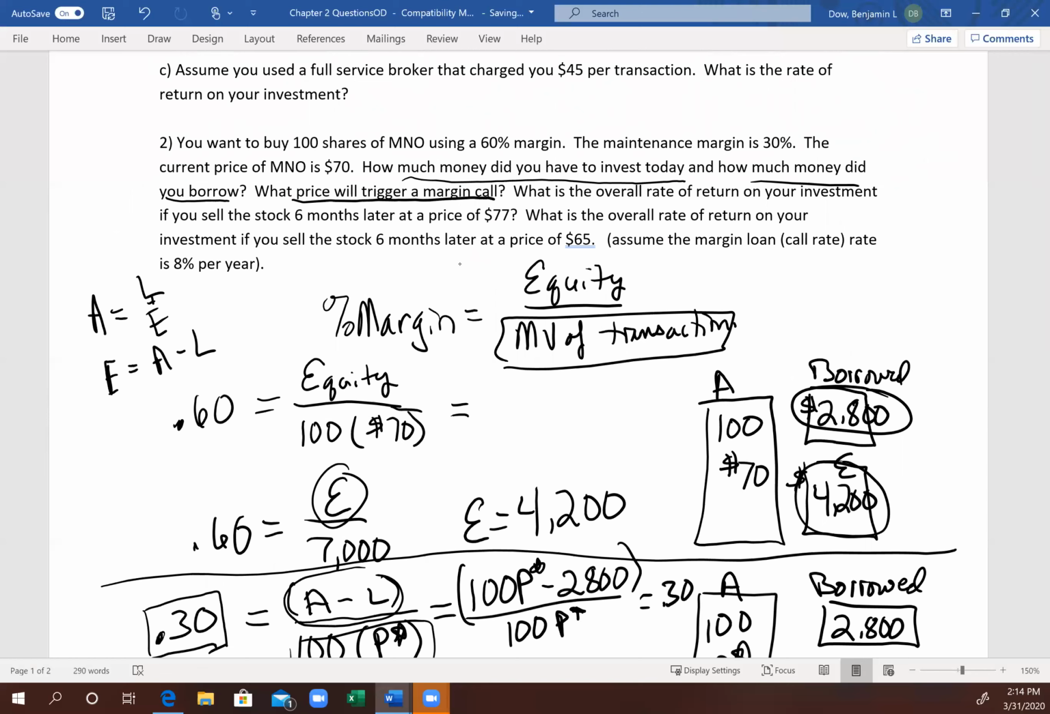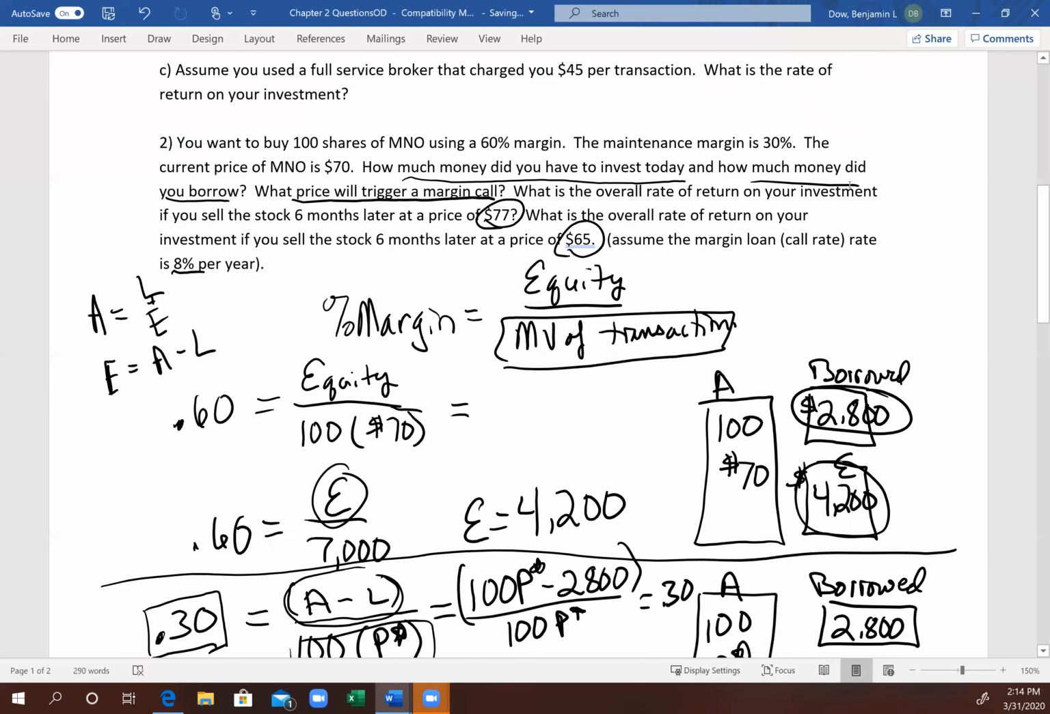The last thing we have to figure out is what is the overall rate of return if you sell the stock and the stock goes up to 77 or it drops to 65. We're also going to assume a margin call rate at 8%. So what does that mean?